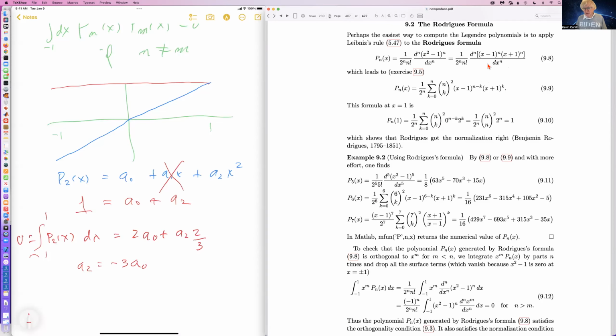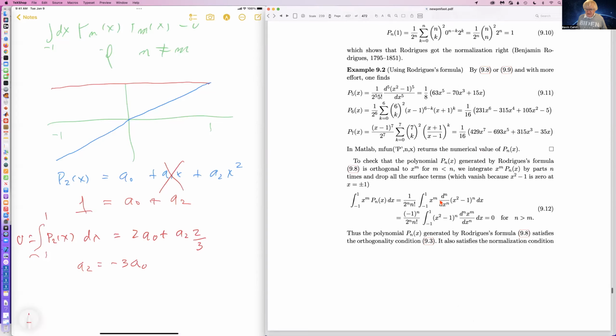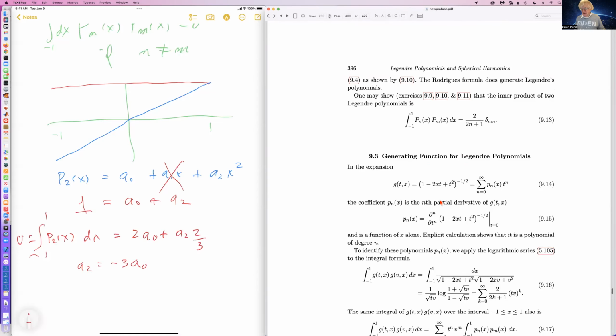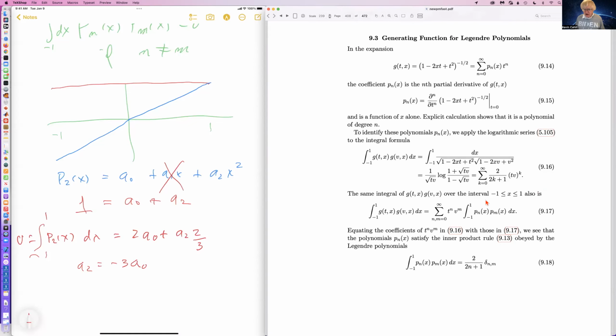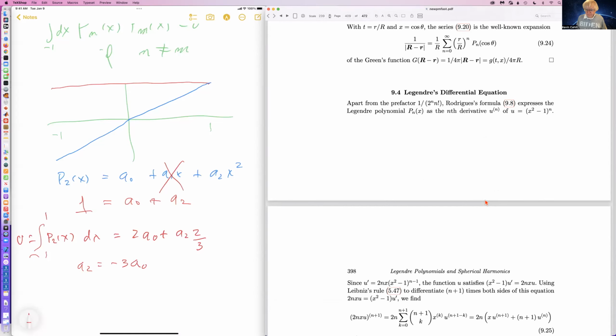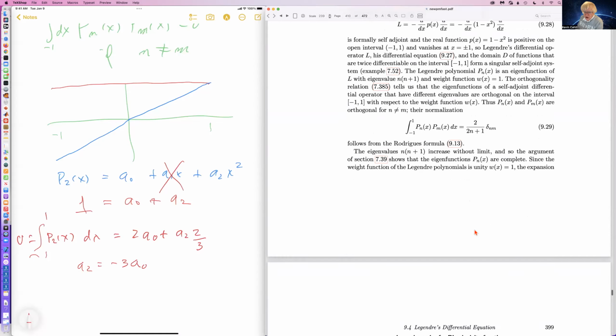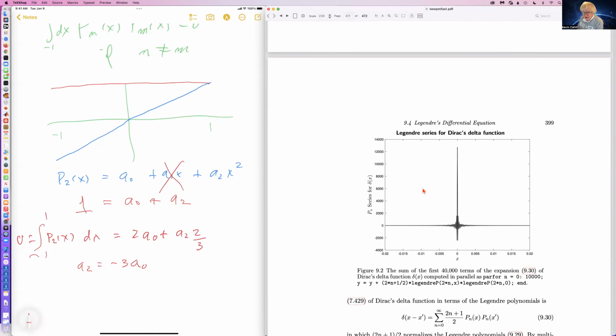Rodrigues has a very nice formula involving derivatives. As I said, there's a generating function. We saw this last time. And then one can find what the differential equation is, which is Legendre's equation in self-adjoint form. We already found that.